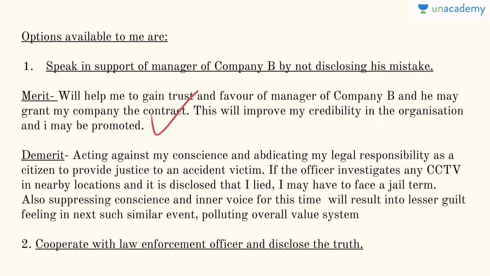The demerit of this act is acting against my conscience and abdicating my legal responsibility as a citizen to provide justice to an accident victim. And if the officer investigates any CCTV in a nearby location and it is disclosed that I lied, I may have to face a jail term.